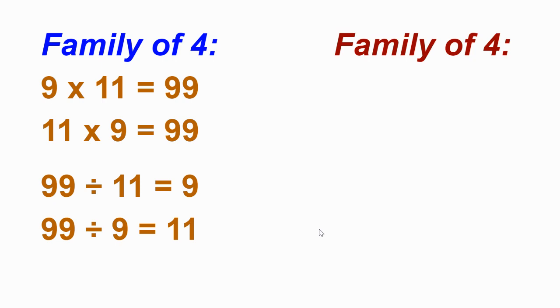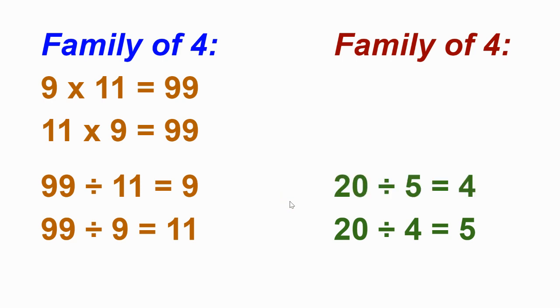All right, what if I have a family of 4 now where I start with a division? Now I have 20 squares, and I have a side of 4, and it looks like I have equals 5. 20 divided by 4 is 5. Well, that means my other division is also going to start with 20. Let's divide by 5 and get 4.